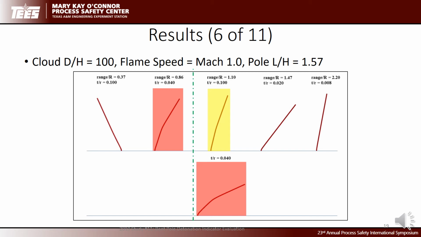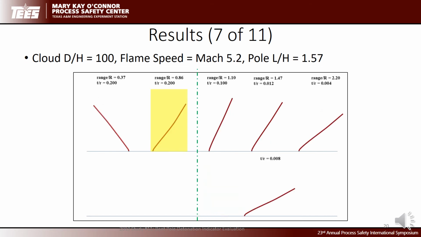center of the cloud. And if we go all the way up to Mach 5.2, so now we're in a detonation, we only get one that we think might be continuous curvature.